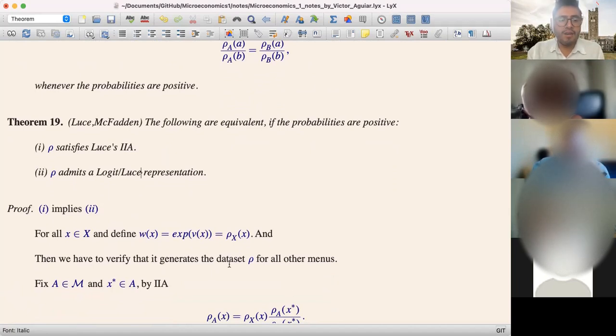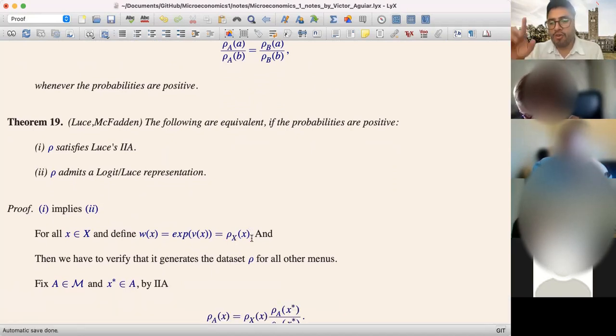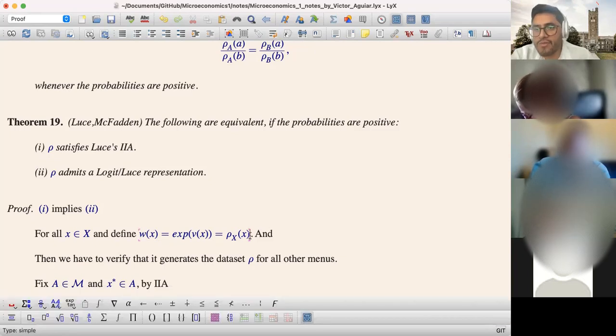So for all x, we define Wx, which is equal to the exponential of b of x, which is equal to rho x for the alternative x. So essentially I fix the grand menu X, I take alternative small x, and then I equate this exponential of bx to this value. This is my definition, a candidate mean utility. I put it inside the exponential, nothing more.